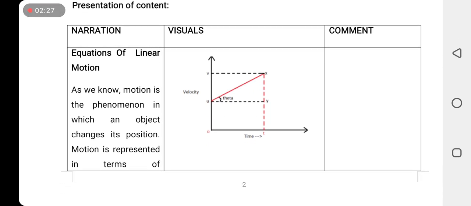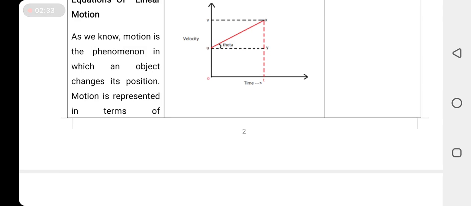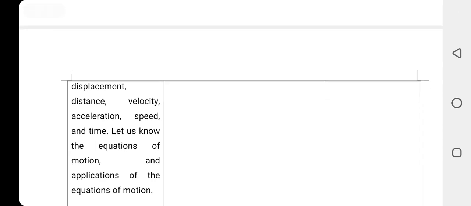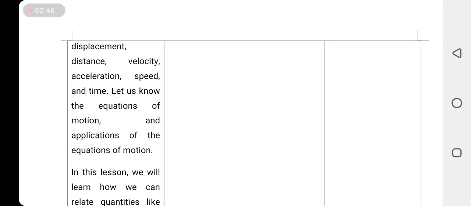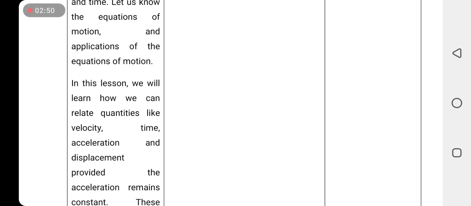Now, equations of linear motion. As we know, motion is a phenomenon in which an object changes its position. Motion is represented in terms of displacement, distance, velocity, acceleration, speed, and time. Let us know the equations of motion and the application of the equations of motion.